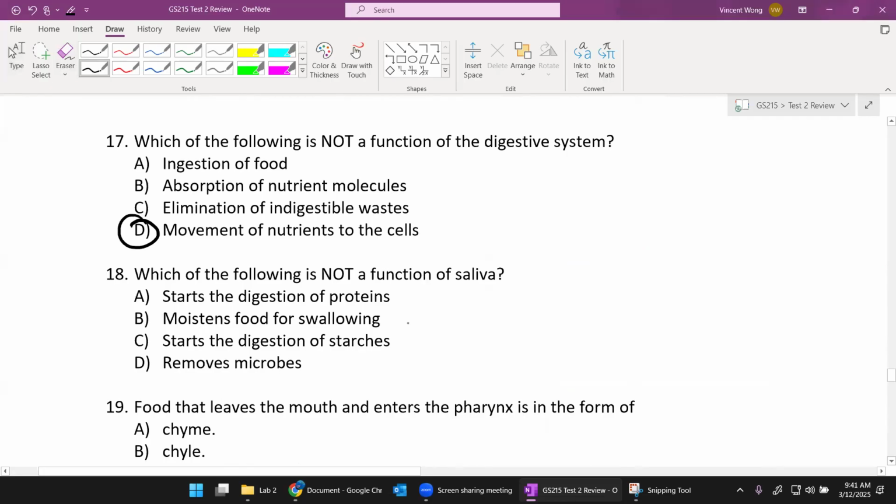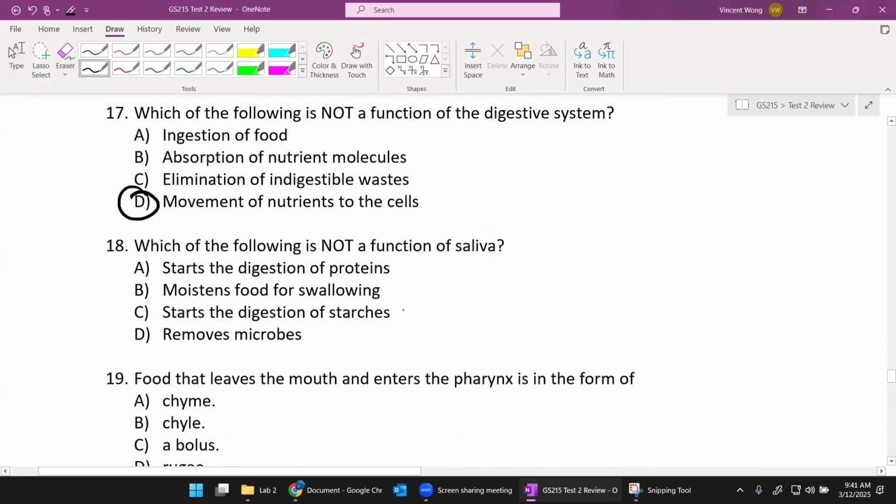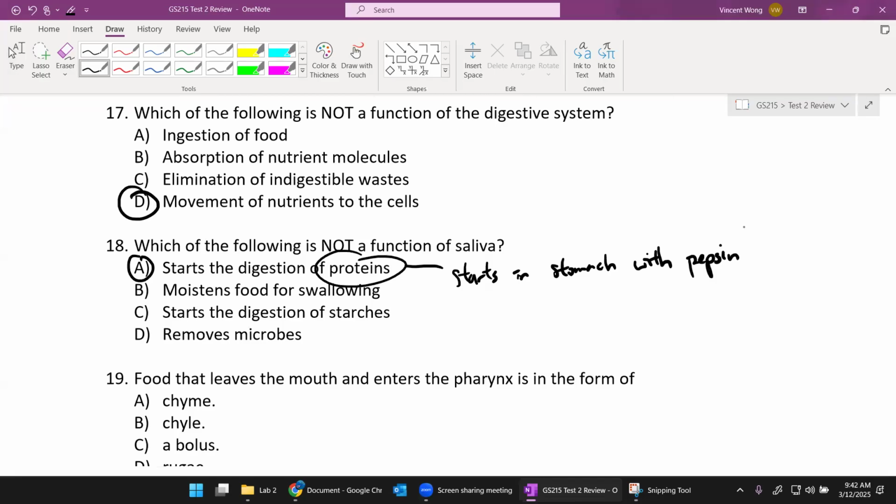Which of the following is not a function of saliva? It starts the digestion of protein. That's not correct. Protein digestion starts in the stomach, right? With pepsin. Remember pepsinogen? Pepsinogen is produced by the chief cells, and it gets converted into pepsin by HCl.